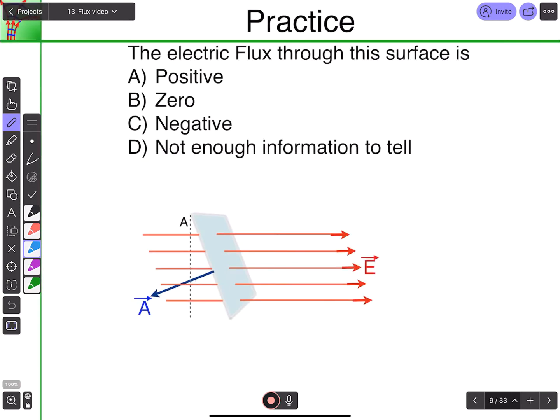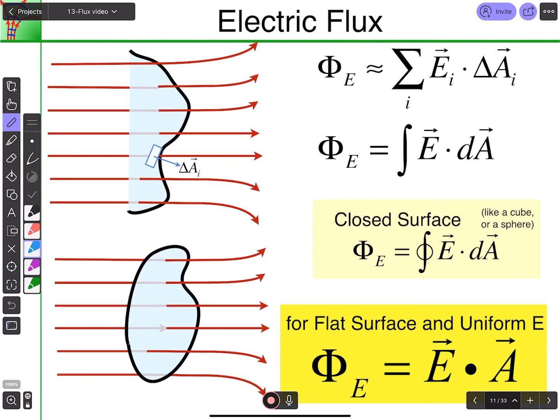In this case, the angle between them is greater than 90 degrees, right? And the cosine of theta is going to be negative in that case. So in that case, we'll have negative flux. So when the area vector and the electric field are pointing roughly in the same direction, we get positive flux. And when they're pointing away from each other, we get negative flux. And when they're perpendicular, we have 0 flux. So that's just flux for the simplest situation where the electric field is constant and the area is flat.